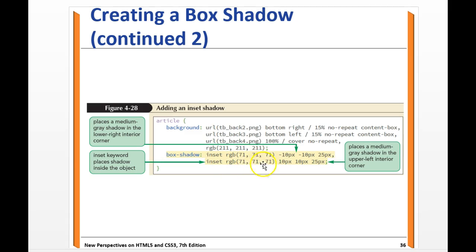So this is again the color, and then we are going to put the offset X, offset Y, and blur in here, same as what we did previously. Here we are placing a medium gray shadow in the lower right interior corner, and here placing a medium gray shadow in the upper left interior corner.